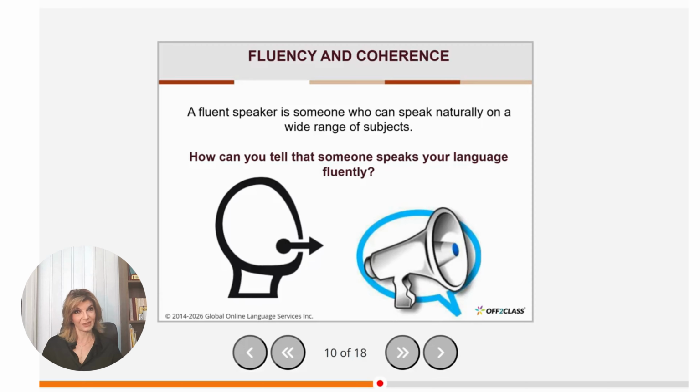You want to use connector words like however, on the other hand, on the one hand, in my personal opinion, wording like that. And again, you want to be careful you're not using the same vocabulary over and over again.